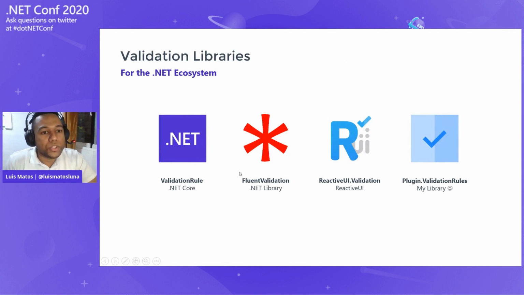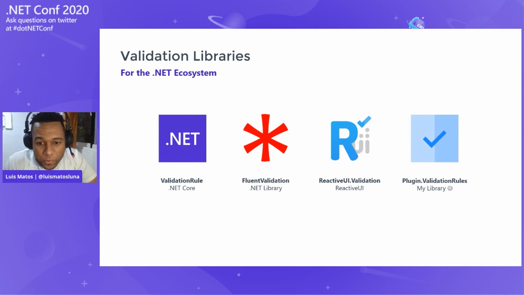In the .NET ecosystem, we have different validation libraries. For example, in .NET Core, we have the class ValidationRules, by default in the System.Windows.Controls namespace, that you can use in your app. On the other hand, we have the most popular validation library for the .NET ecosystem, which is called FluentValidation. Everybody knows this library. It's well known.